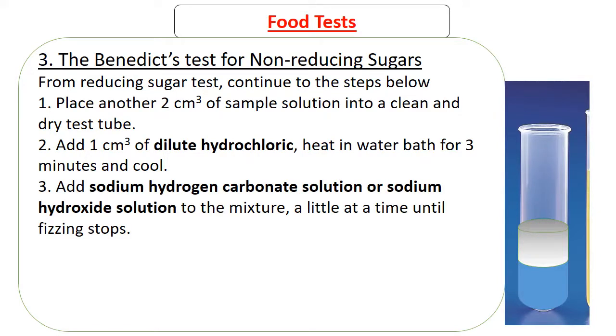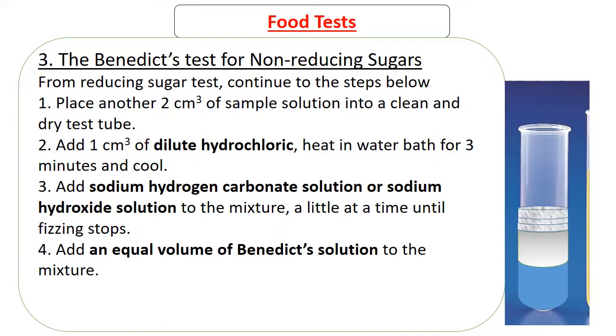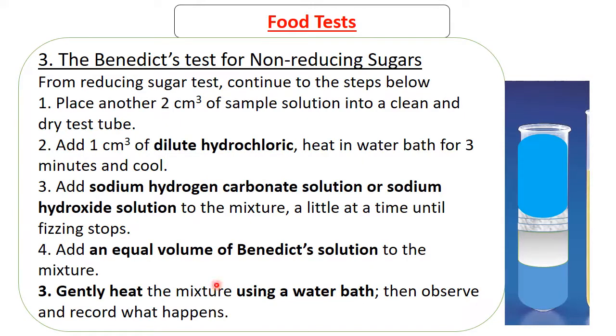cool. Then 3, you add sodium hydrogen carbonate solution or sodium hydroxide solution to the mixture, a little at a time until fizzing stops. So when you add sodium hydrogen carbonate solution, the entire solution is going to start fizzing. So you add another, it will keep on doing that. You keep on adding until it stops fizzing. Once that is done, add an equal volume of Benedict solution to the mixture. When you do that, you gently heat the mixture again using a water bath, then observe and record what happens.